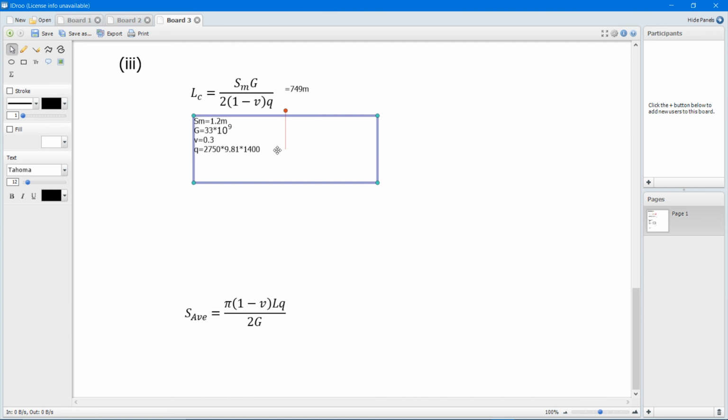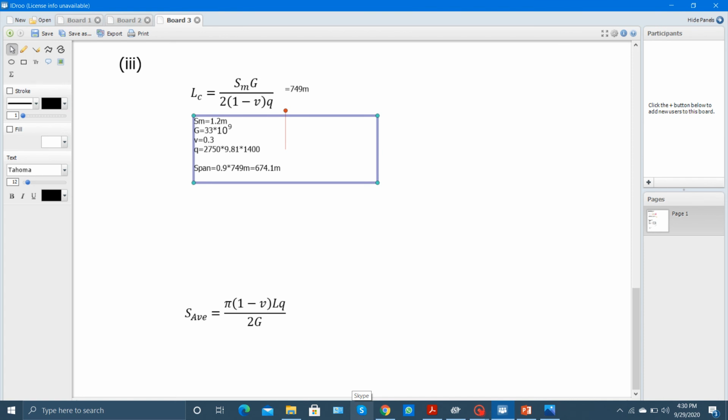Okay. So our calculation continues. Let's write span so that we don't have confusion. Span is equal to 90% of the critical span, which was 749 meters. So 0.9 times 749 in our calculator gives us 674.1 meters.